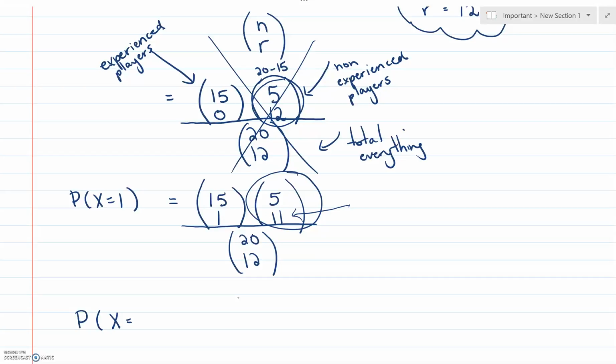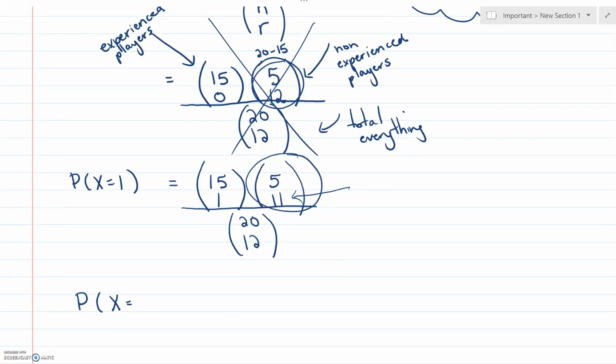And will that work? 5 over 10? No. Okay, let's try 5 just for the fun of it. So if I have 5 players choosing from 15, that means how many inexperienced players am I picking from? It would be 5 over 7. Does that work? No. Nope. So let's move on to picking 6.